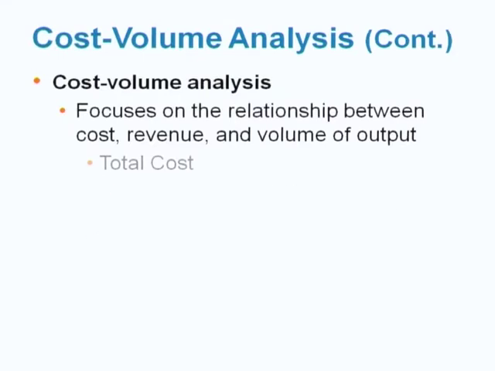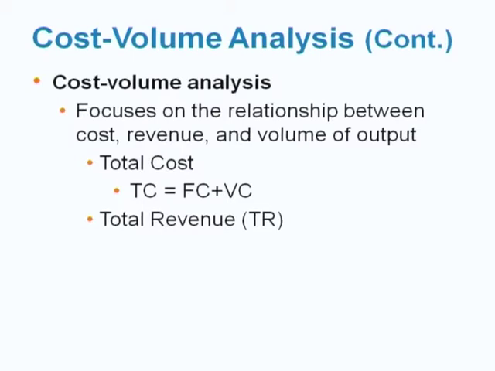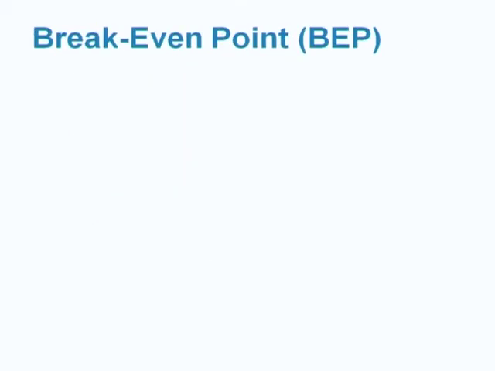And the next one, we have to see, just like the total cost. The total cost is equal to fixed cost plus the variable cost, right? And total revenue, or TR, is equal to revenue or retail price per unit multiplied by Q.